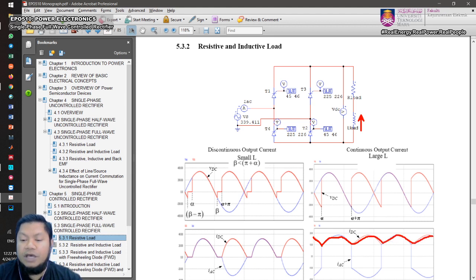Okay, so there are two conditions that you need to consider. For the first case, whereby you have small L, you can have this beta in the circuit, which is always referred to as the extinction angle, whereby the current becomes zero. So this is your current. Your current becomes zero at this point, whereby you have a beta here.